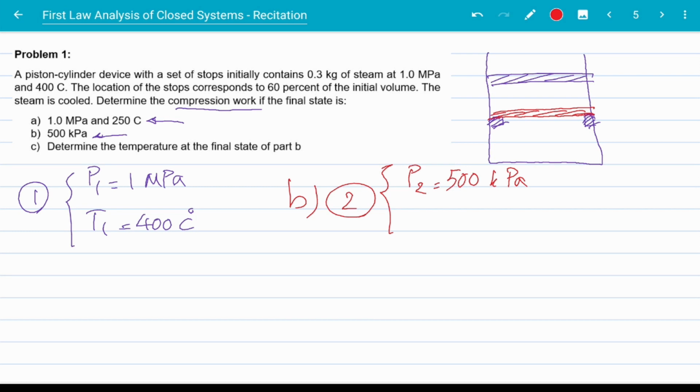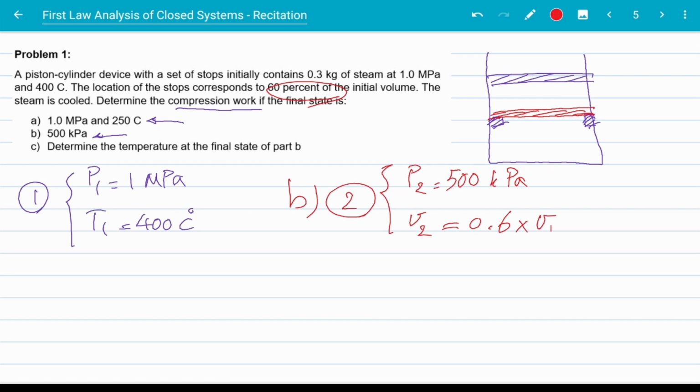Now, we only know that the final state has a pressure of 500 kilopascals, but we always need two intensive independent properties to pinpoint the state of our system. So what else do we know? Now the problem says that the stops correspond to 60% of the initial volume. That's our key. So specific volume 2 is actually 60%, or 0.6 times, specific volume 1. Now we can use this.